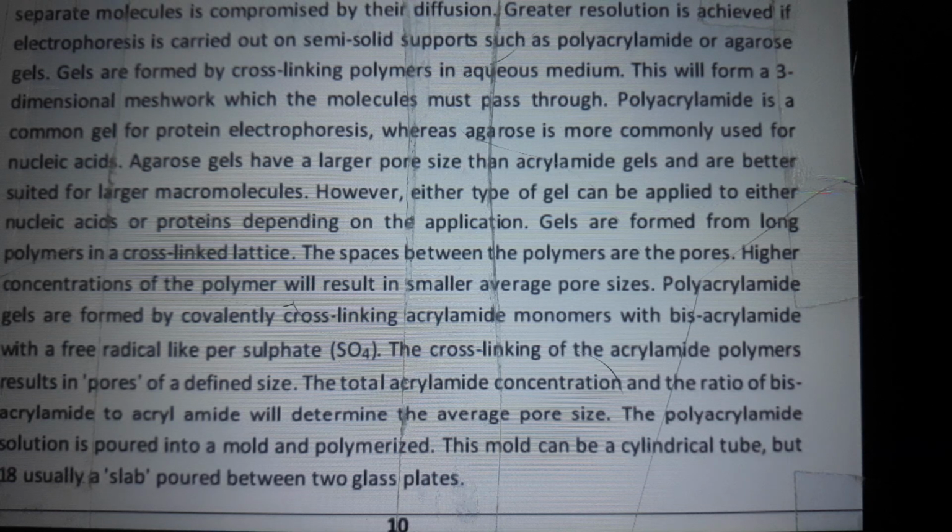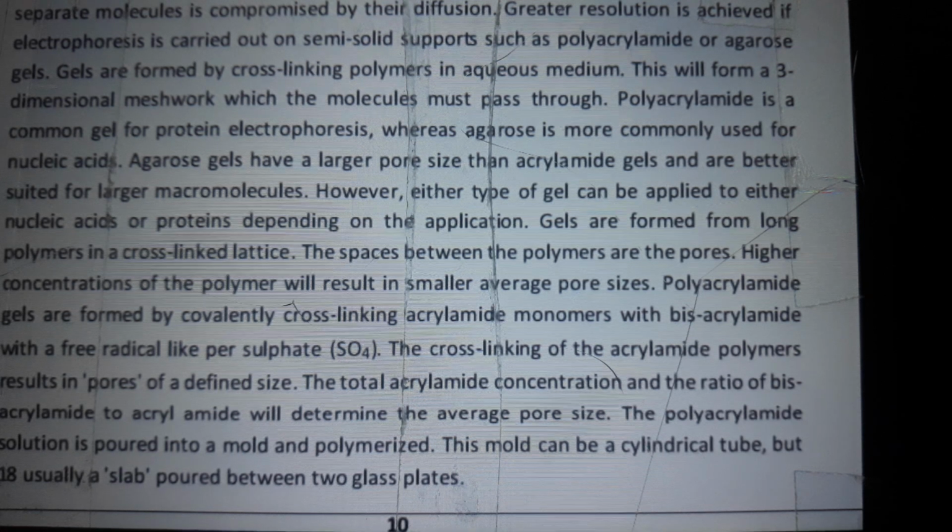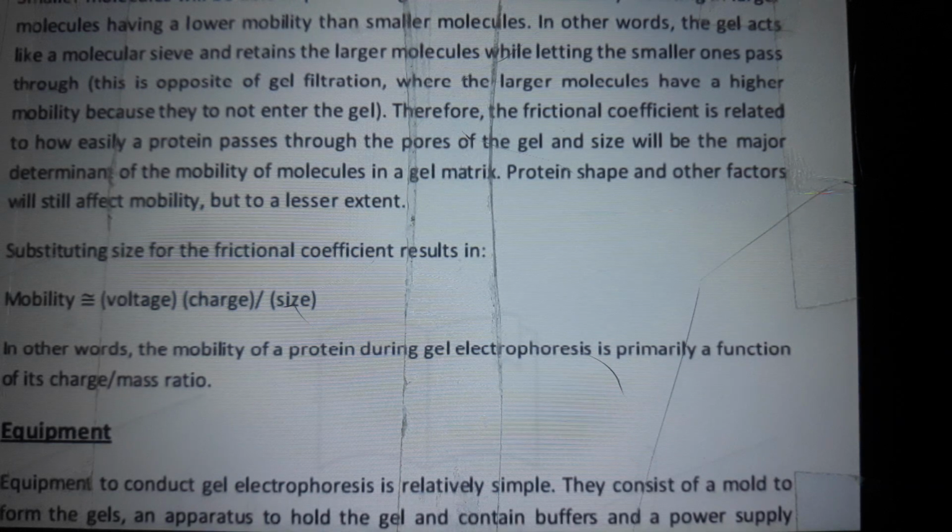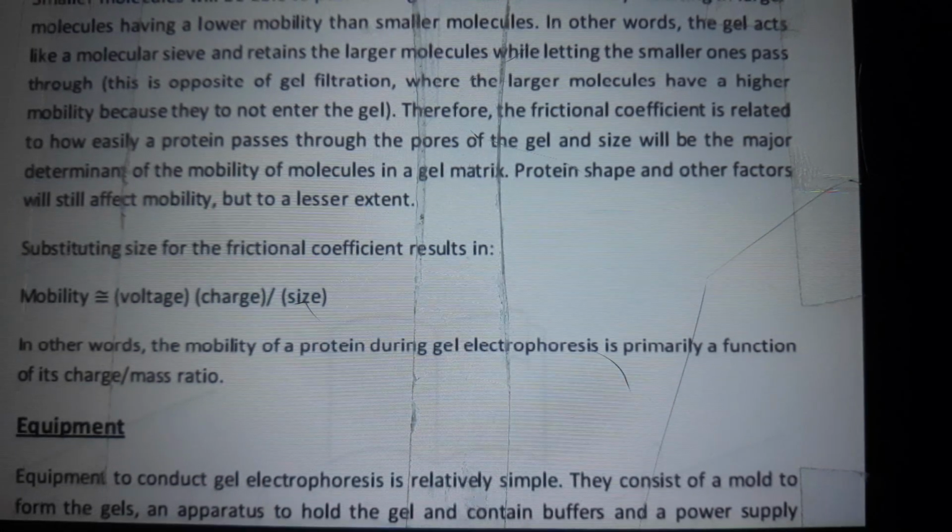The polyacrylamide solution is poured into a mold and polymerized. This mold can be a cylindrical tube, but is usually a slab poured between two glass plates. Since the gel is solid with respect to the mold, and molecules are forced through the gel, smaller molecules will be able to pass through the lattice more easily, resulting in larger molecules having a lower mobility than smaller molecules.